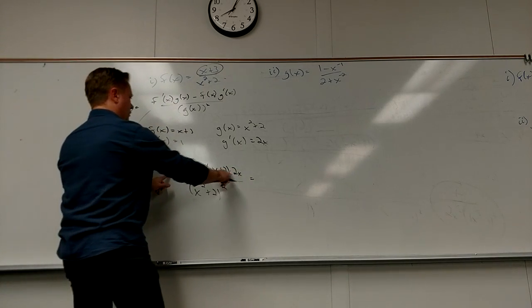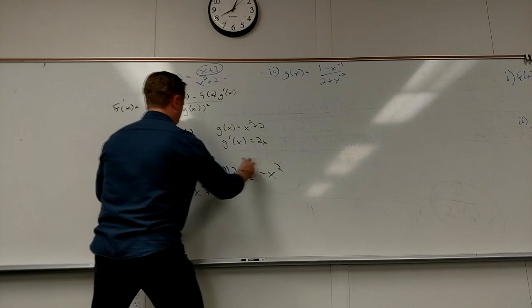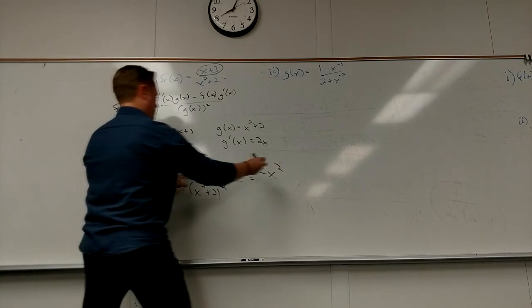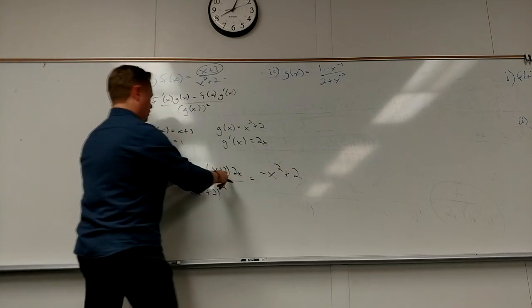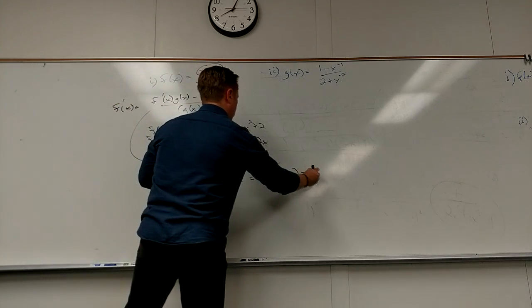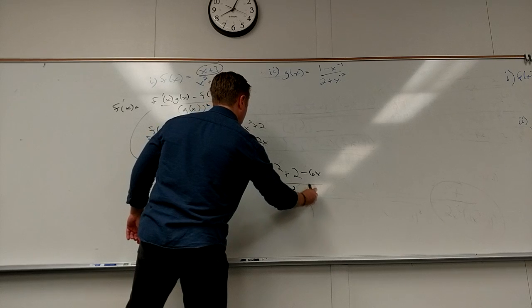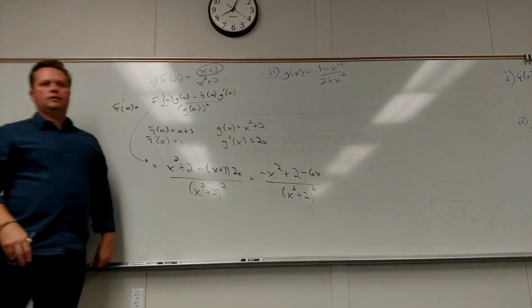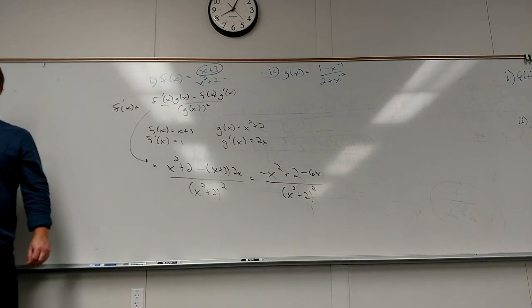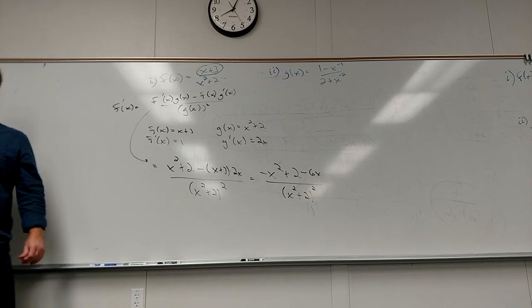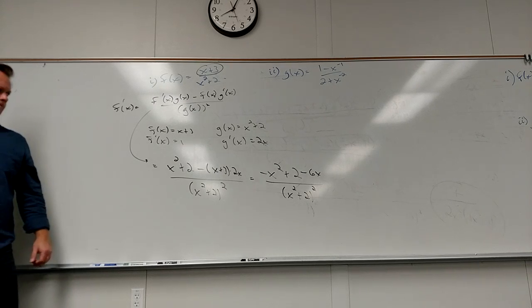So then you get x squared minus 2x squared is negative x squared, 2, and then minus 6x. And that is not going to reduce. Coolness, I like it.